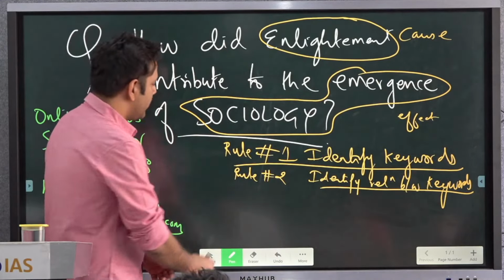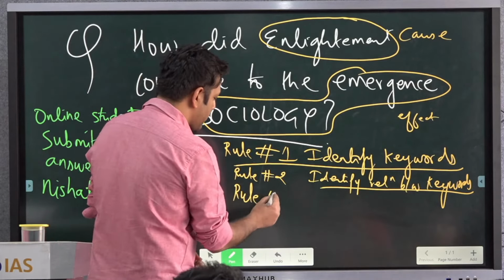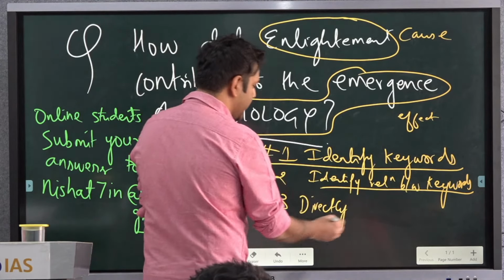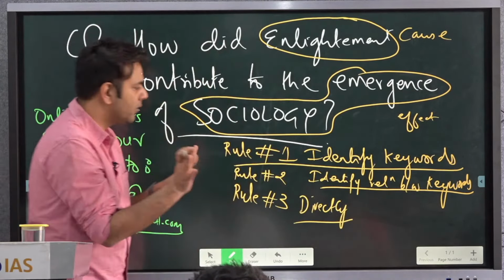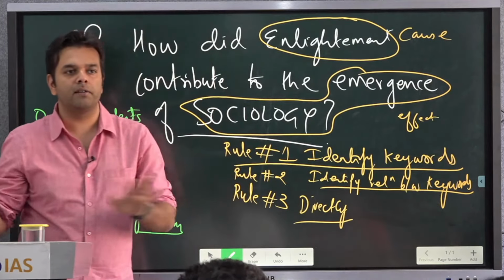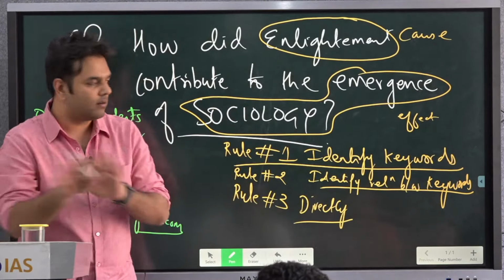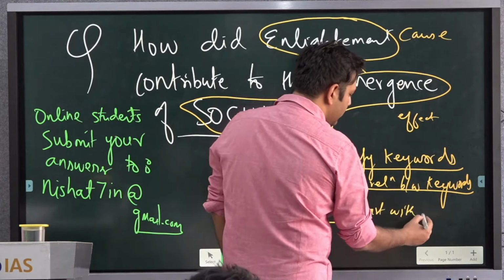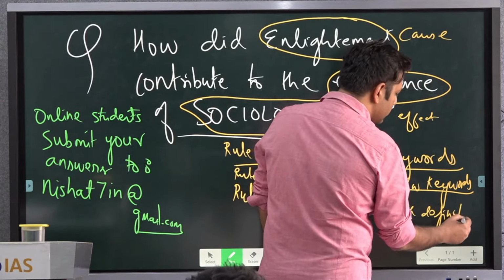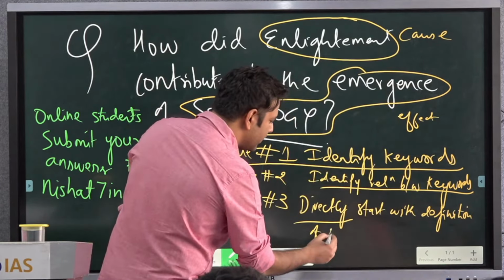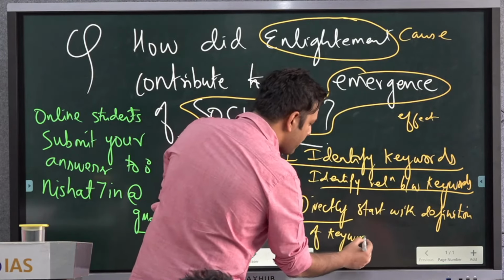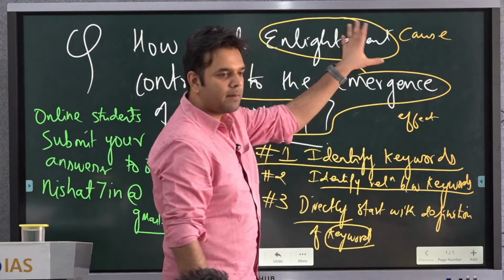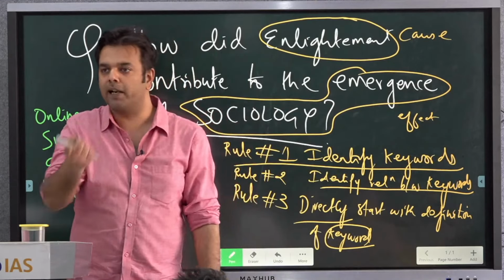Rule number 3: directly start. And when I say directly, it literally means directly. Without any flowery quotation, without sounding like a philosopher, do nothing. Directly start with the definition of the keyword. Which keyword? The primary keyword. In this question, the primary keyword is enlightenment. Everything revolves around enlightenment.